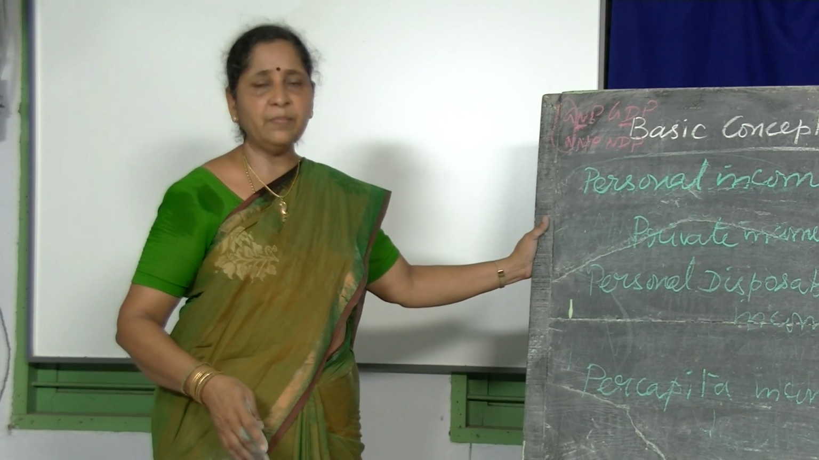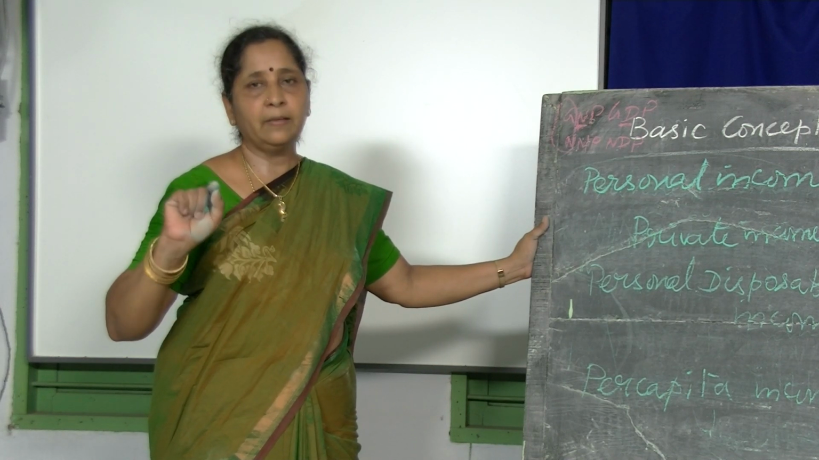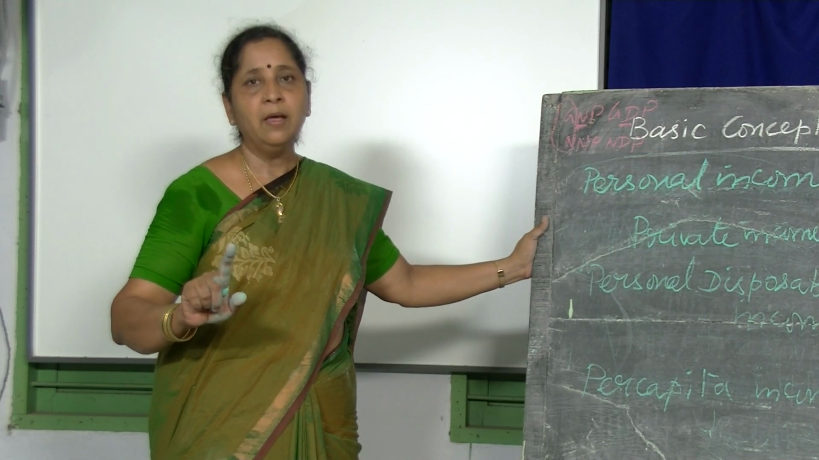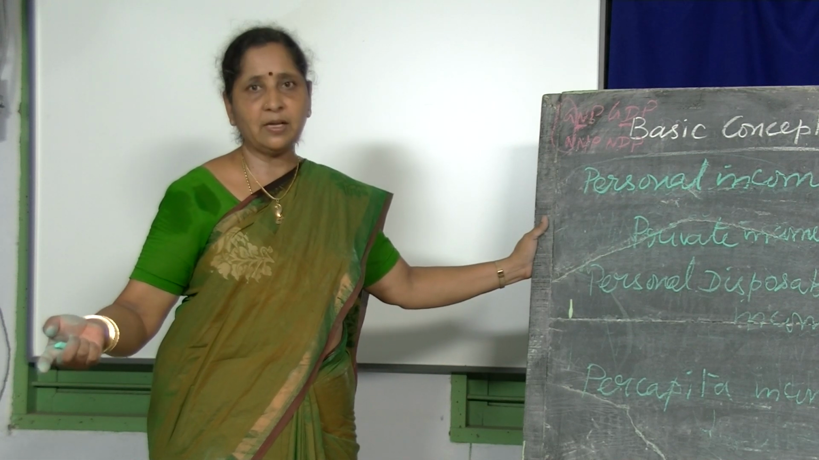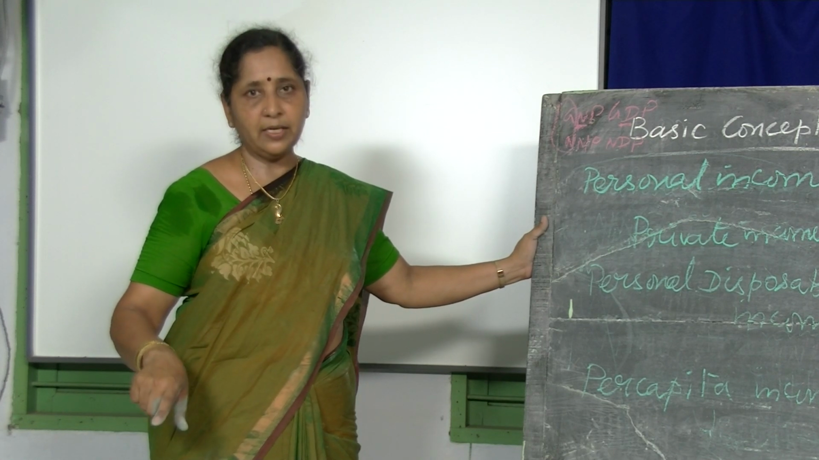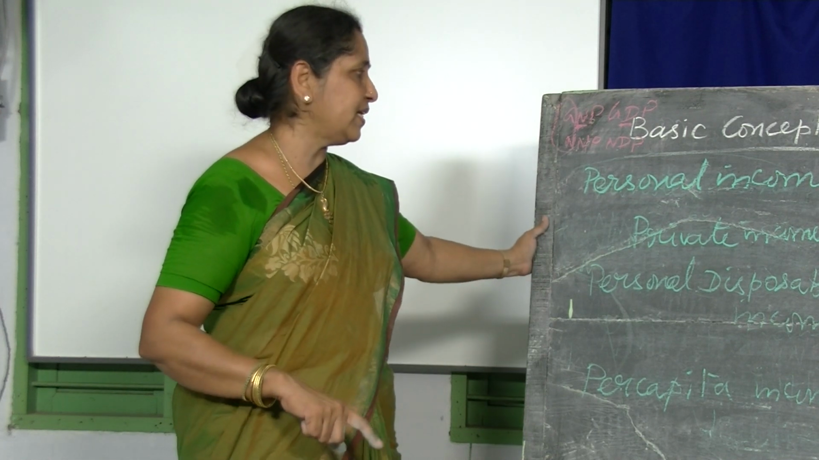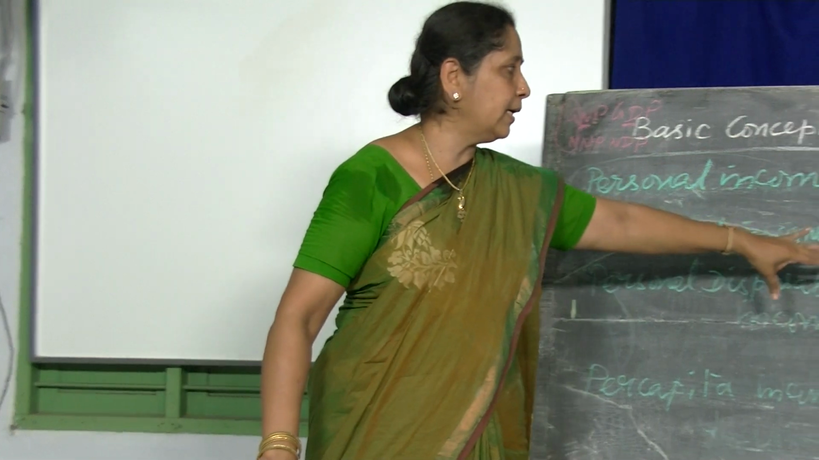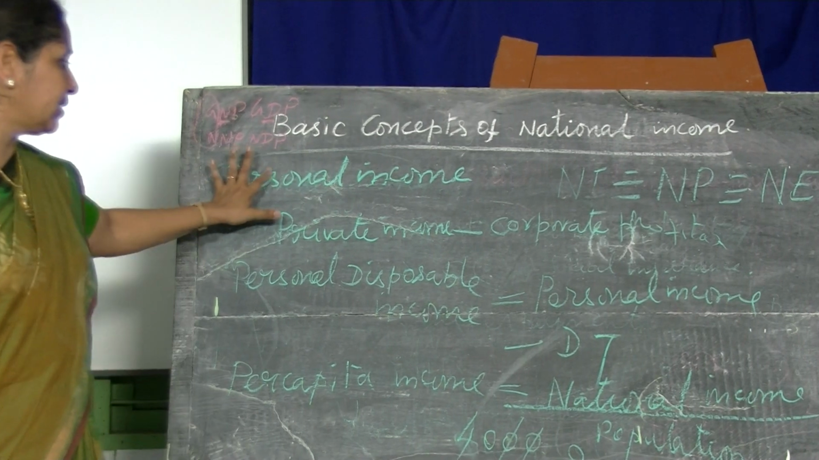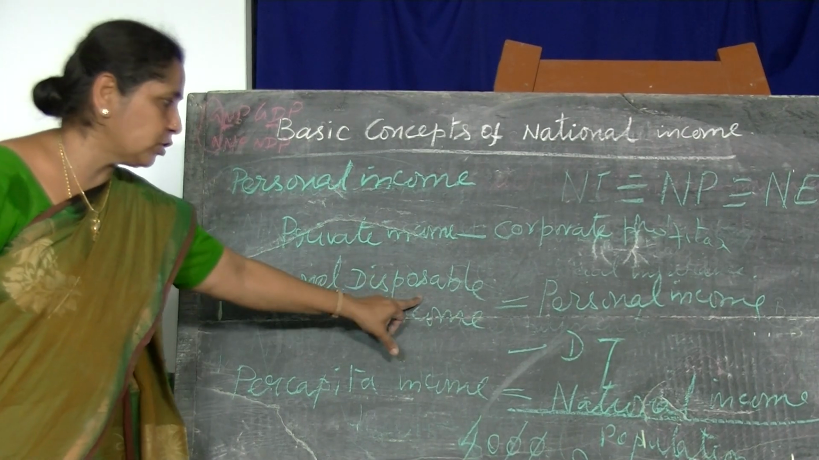Next comes private income. From national income we subtract the social security contributions or social insurance or group insurance, as it is nowadays called. We add transfer payments, gifts, interest on national debt, and windfall gains. Then the next one is personal income. From private income, if we subtract corporate profit tax, we get personal income. From personal income, if we subtract direct tax, we get personal disposable income.